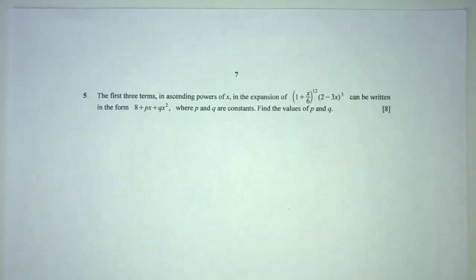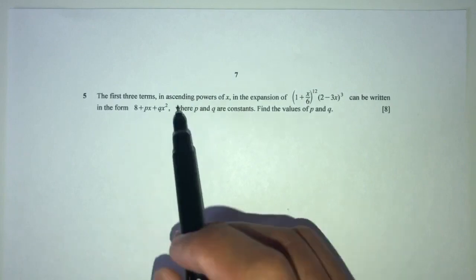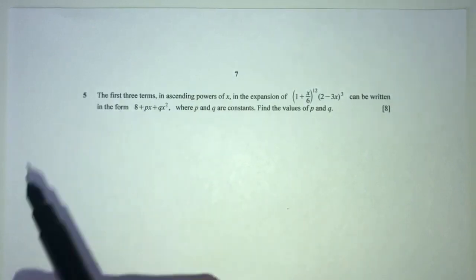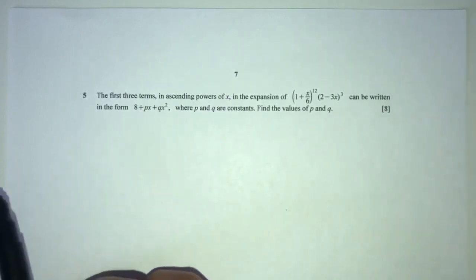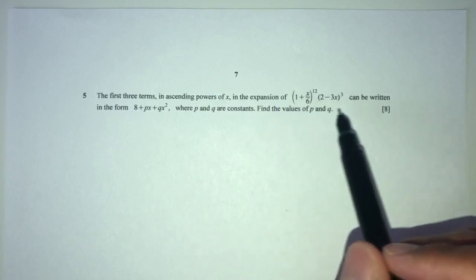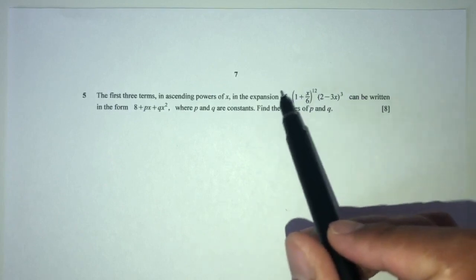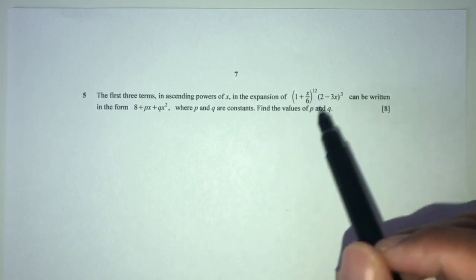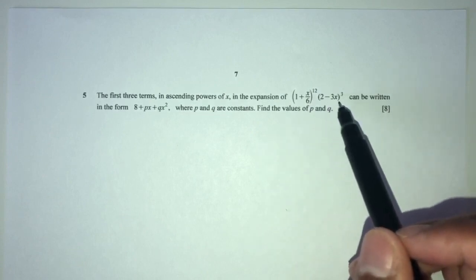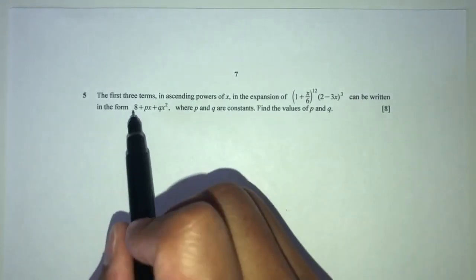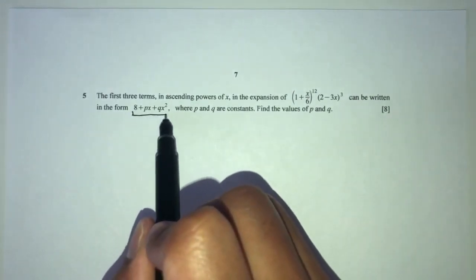So here we have what? The first 3 terms in ascending powers of x. It means that we start from the lowest power going up. Ascending means from the lowest power, increasing power, right? Now in the expansion of this one, so it means that here we care about this expansion. We have 1 plus x over 6 power 12 and 2 minus 3x power 3. This can be written in this form. Okay, cool. The first 3 terms.